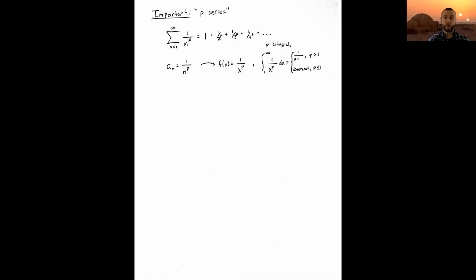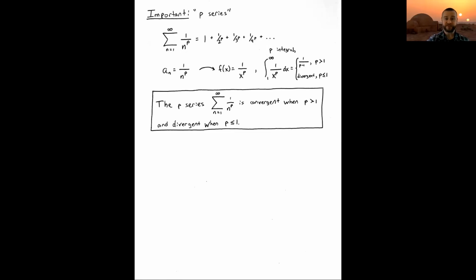Now, combining what we know about the p integral with the integral test, we actually get some pretty nice conclusions for our new p series. The p integral was convergent when the power is greater than 1, and it's divergent when the power is less than or equal to 1. If we combine this with the integral test, what we find is the p series is going to be convergent also when the power p is greater than 1, and the p series is divergent when the power is less than or equal to 1.